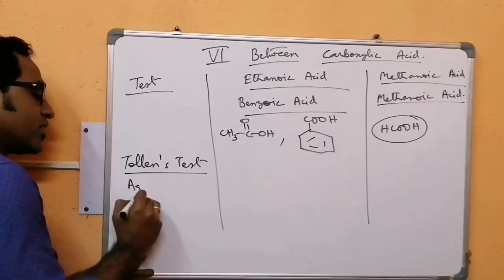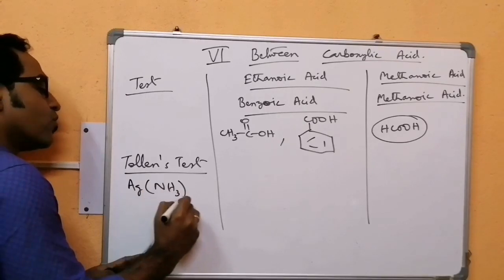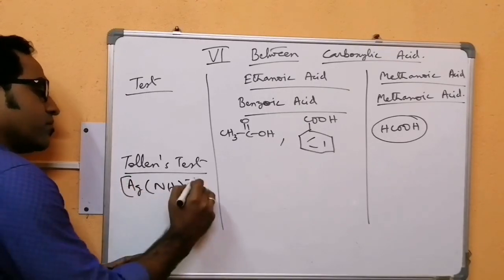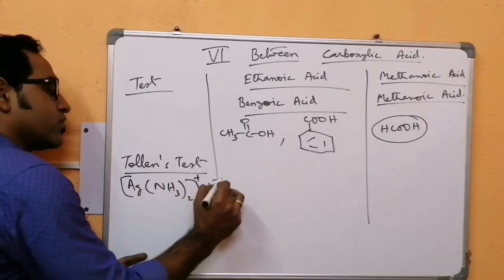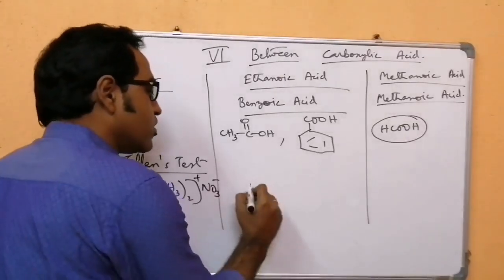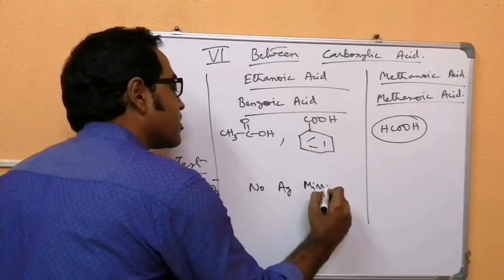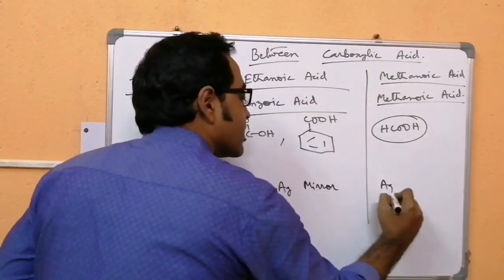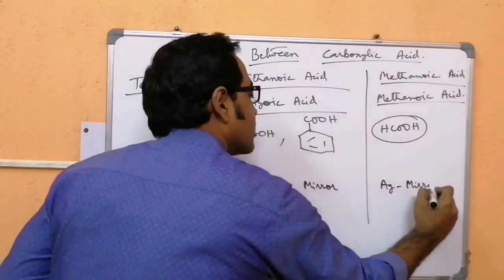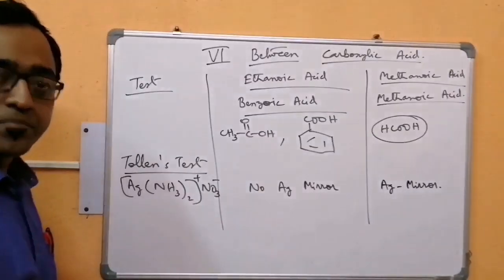Again you have to write down the reagent, [Ag(NH3)2]+ NO3-. Here no silver mirror. Here silver mirror. Done.